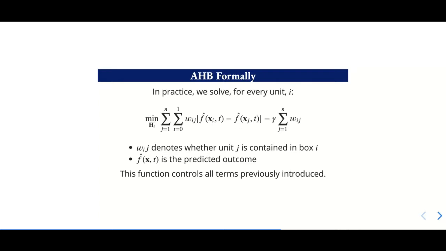And these f hats here are the predictions made at stage 1 by the machine learning algorithm on the units in the matching set. As you can see, we're trying to make the distance between predicted outcomes for all treatments of units in the same box as small as possible. And then on the right hand side of this minus sign, there is a term that controls how many units are in the box, so that we can maximize that number.